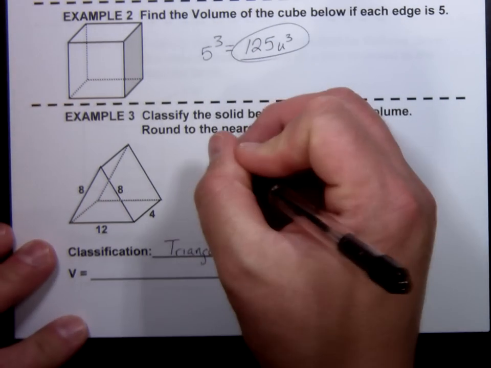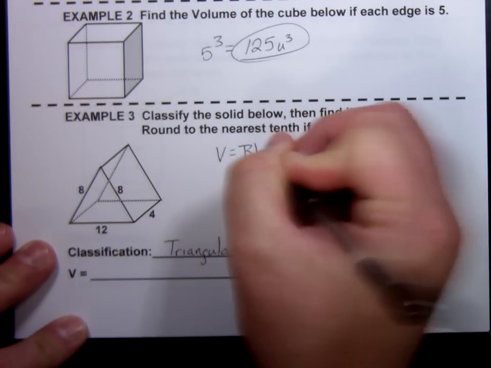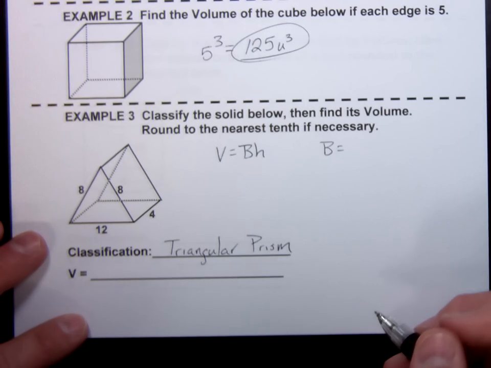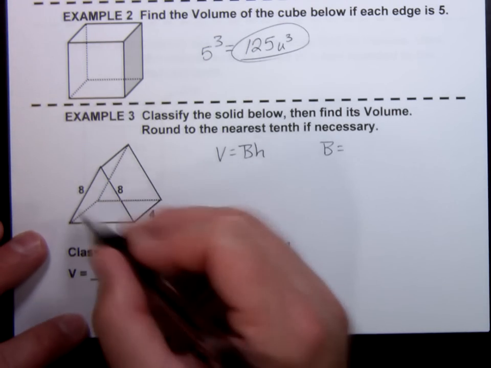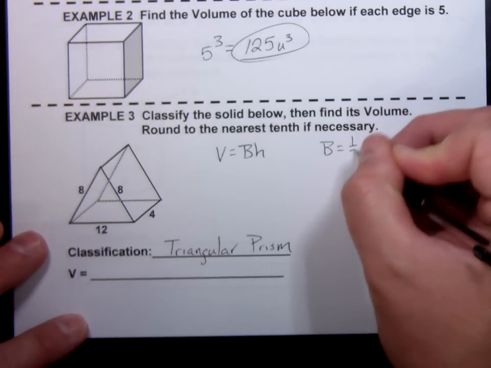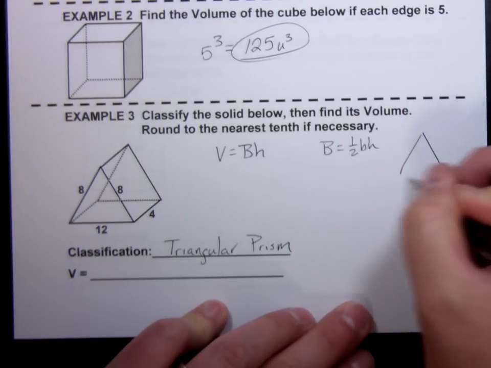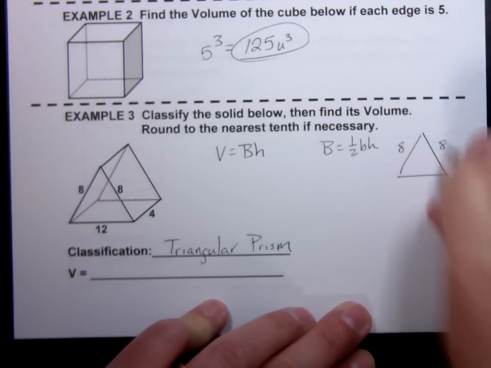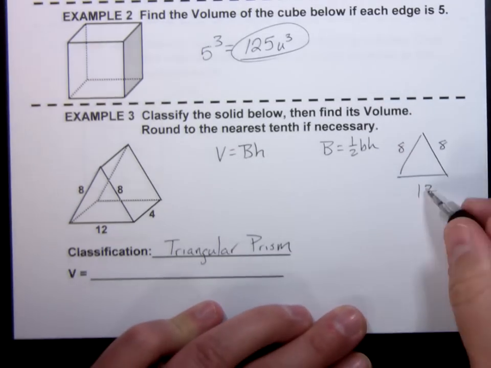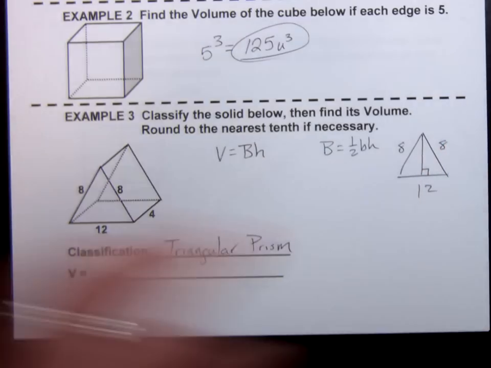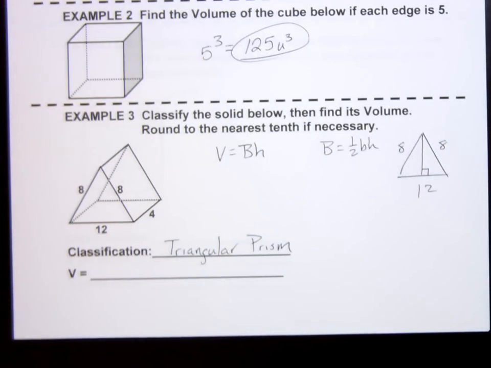Alright, so as I'm doing the formula for volume, first thing I always have to do is find the area of the base. Well, the bases are the triangles. For area of a triangle, it's 1/2 times base times height. If I'm focusing on that triangle right now, I know that the base is 12, but what I don't know right now is the height. 8 is not the height because it's not perpendicular to the base. Height and base always have to be perpendicular to each other.